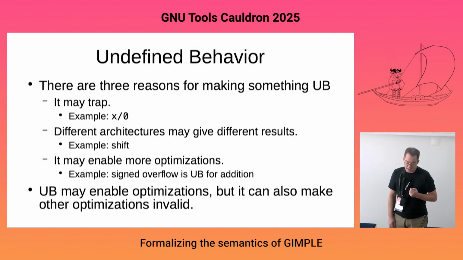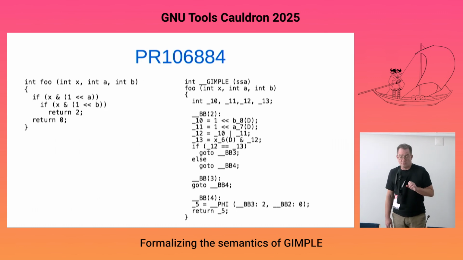And let's say undefined behavior may enable optimizations, but it may also make perfectly fine optimizations invalid. So let's look at this example. That was the one I compiled on the first slide. It's two if statements that return 2 if they are true, otherwise it returns 0. In this case, the if conversion has transformed it to the version to the right.